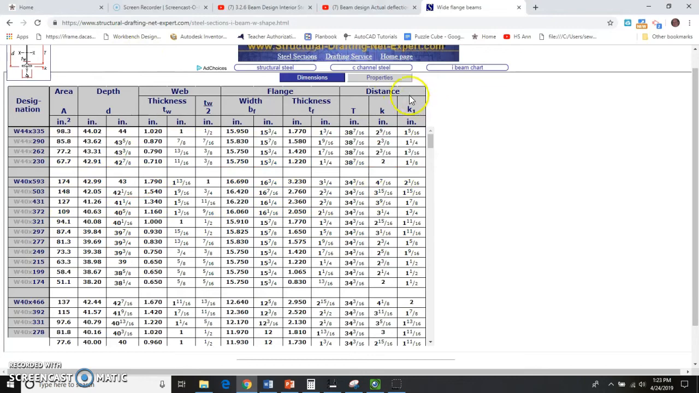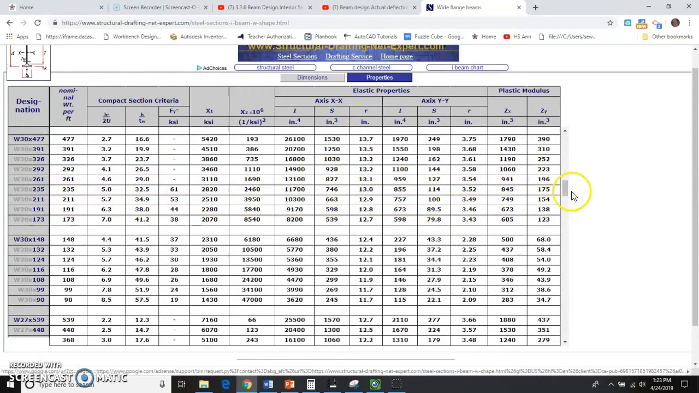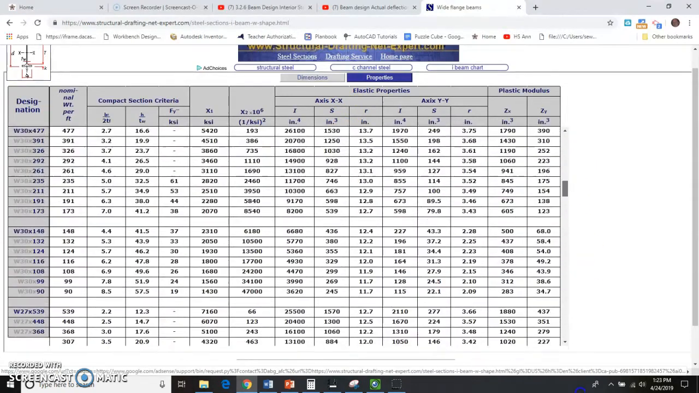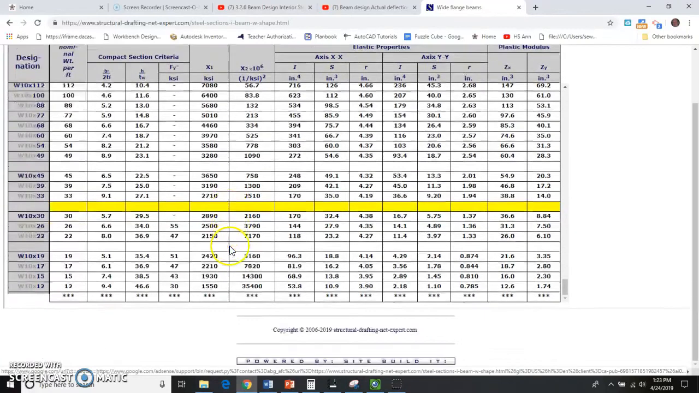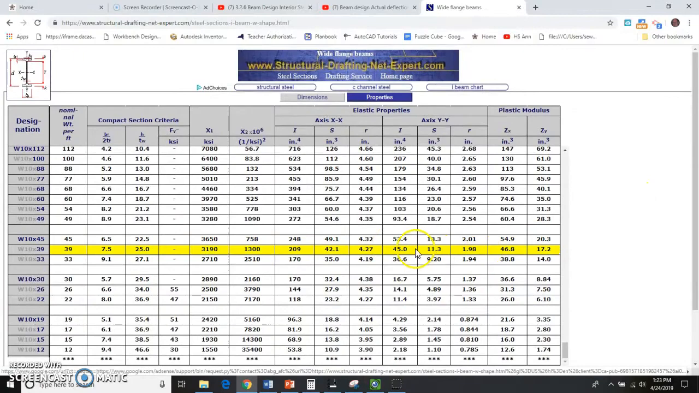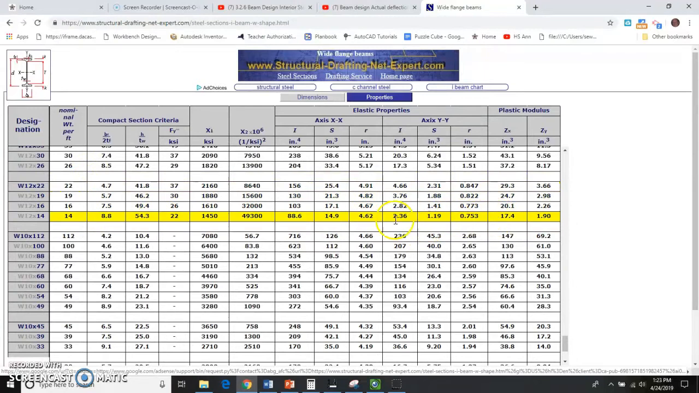Here we go. I'm going to go to properties, and I'm going to go all the way down here rather than scrolling through this. I know this is way down at the bottom, and I'm looking for my W12 by 14. So W12 by 14 is right here, and our I value right there is 88.6. There we go. I'll leave it highlighted. So 88.6. So Alt Tab.